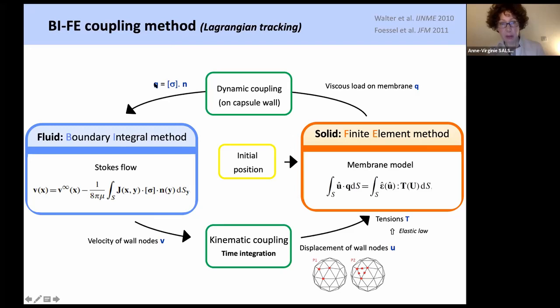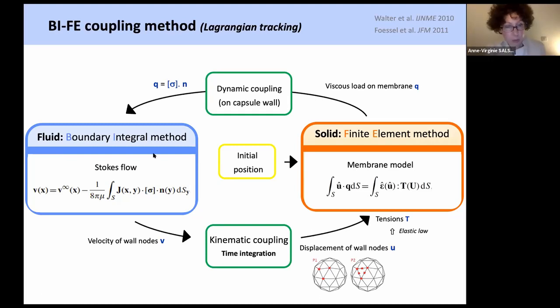Because you see that there is a boundary condition that tells you that the load acting on the membrane is equal to the internal stresses. So this sigma dot n is actually equal to Q, which has been found from the solid solver. And now we end up with something that is simple to solve, since the velocity provided by the boundary integral method, so that's the velocity of the nodes of the capsule, is equal to the undisturbed velocity plus a perturbation just because there is a membrane.